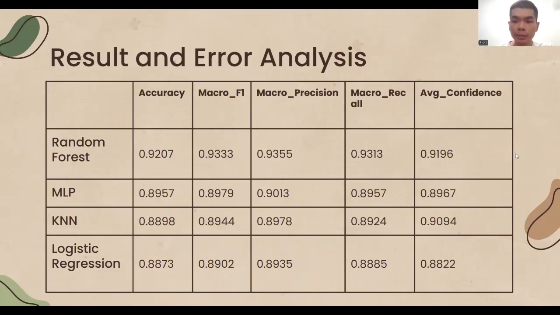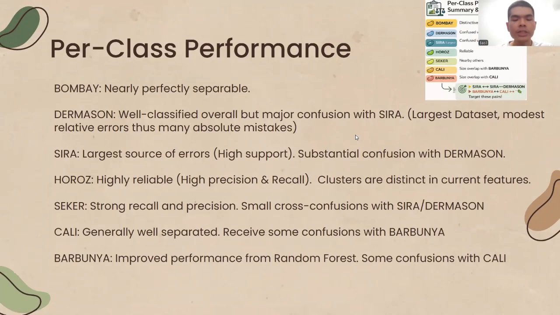Now let's move on to the classes. For Bombay, it's essentially solved, with a clear unique signature in its features, and thus is easily classified. For Dermason, it performs well in aggregate, but exchanges many errors with Sira. Because Dermason is the largest class, even relatively small errors can create large absolute misclassification. Sira, being the largest total source of errors, overlaps with Dermason and is the top operational issue.